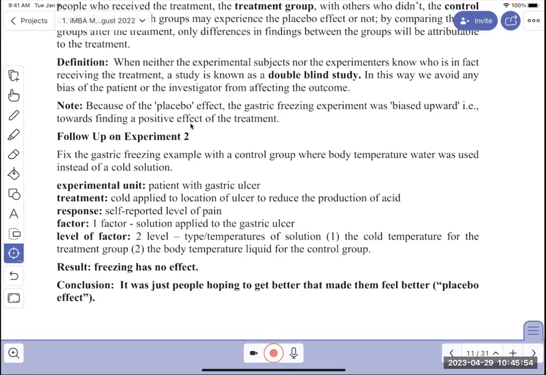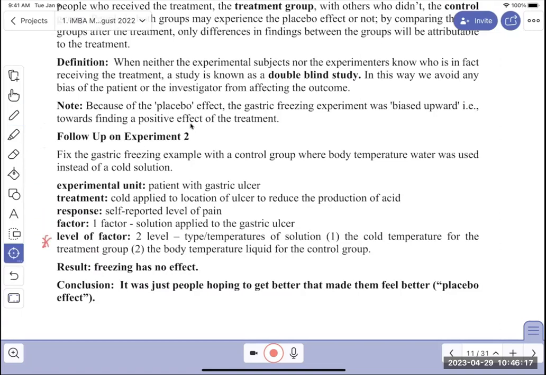All right, so let's make this into a proper experiment. We're going to have the person screened that they actually have an ulcer. We're going to give them a treatment that's the cold solution applied to the ulcer. We're going to record the response. So everything's the same so far, right? The factor is the solution applied. What changes is this, the level of the factor.